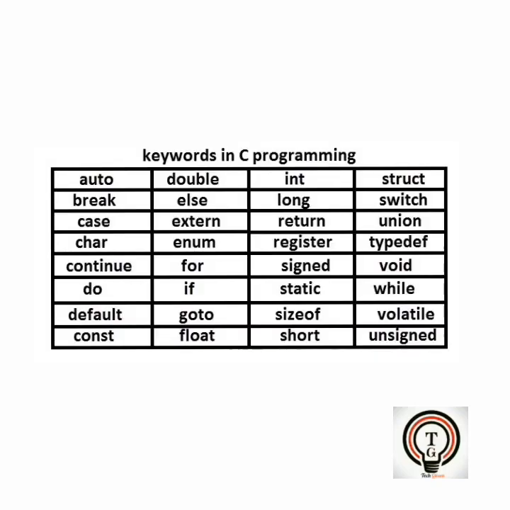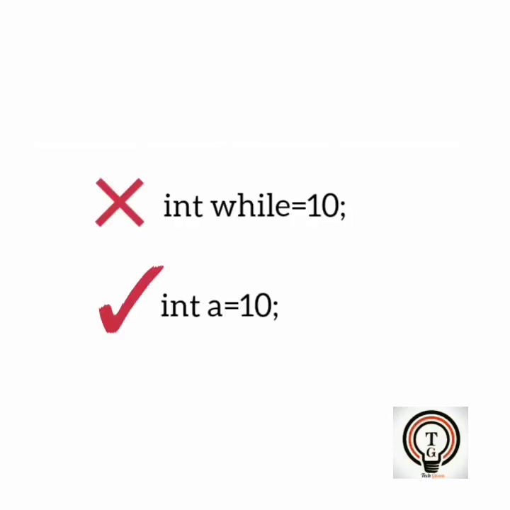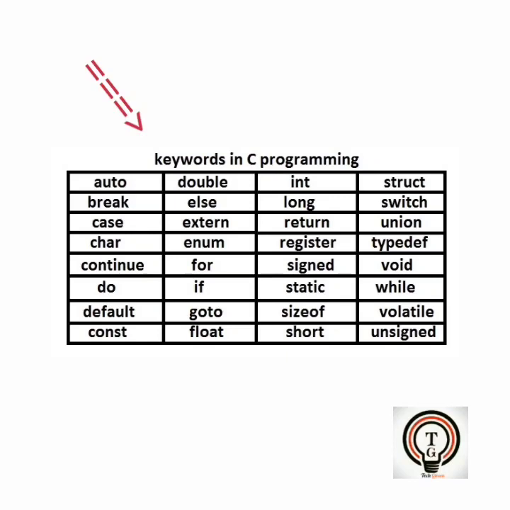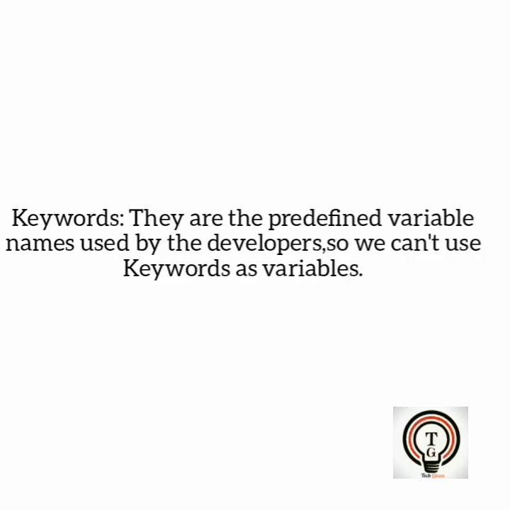Keywords. There are some predefined words in C programming which have fixed meaning and cannot be changed. They are called keywords. Following are the keywords in C. We can't use keywords when we declare a variable. Let us take an example. This is a program for addition of two numbers. In this, we use three variables of type integer. We can't use variable names from the predefined keywords in C. So here we can't use keywords from the previous table.